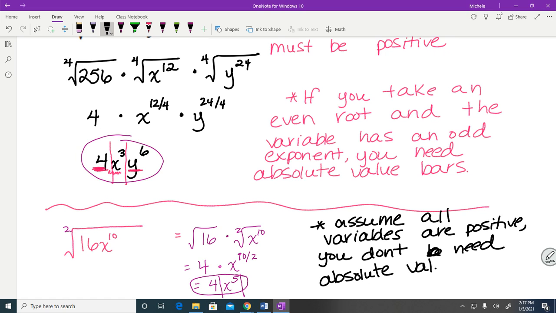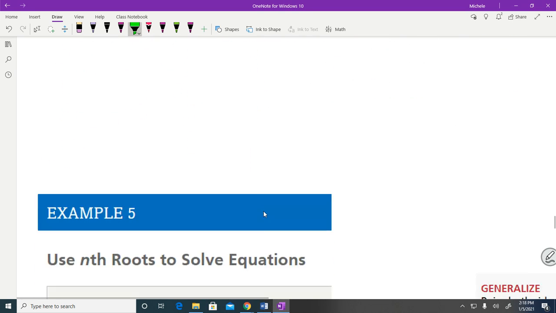I'm going to abbreviate absolute value bars as "val bars." If the problem tells you all the variables are positive anyway, and when you take a root you're just going to get a positive answer, then you would not need absolute value bars. So whenever you're doing your assignment, look for this phrase: "assume all variables are positive." If you see this, that's an indication that your answer does not need absolute value bars. If you don't, you'll need them in there.